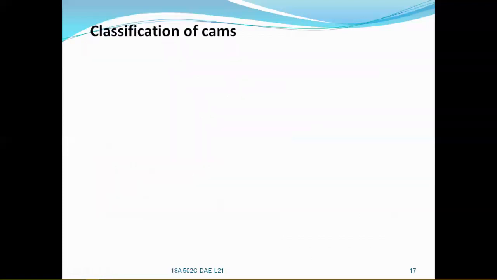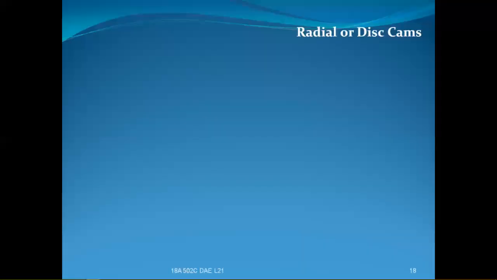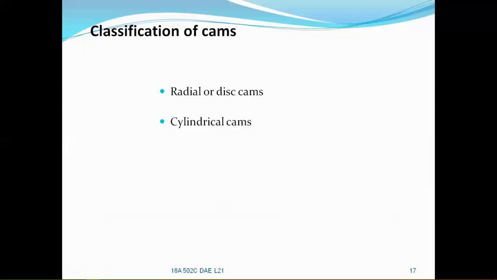Now the classification of cams. There are mainly three types of cams. One is the radial cam, also called disc cam, the second is cylindrical cams, and the third is wedge cams. So there are three types: radial or disc cams, cylindrical cams, and wedge cams.